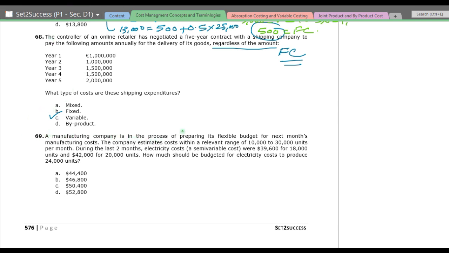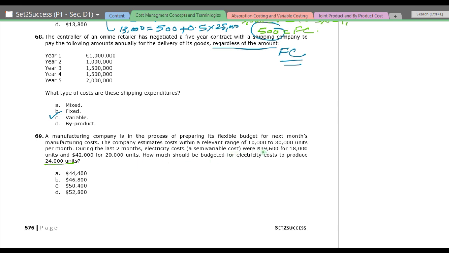A manufacturing company is in the process of preparing its flexible budget for the next month's manufacturing cost. The company estimates the cost within the relevant range of 10,000 to 30,000 units per month. During the last 2 months, electricity costs were 39,600 for 18,000 units and 42,000 for 20,000 units. How much should be budgeted for electricity cost to produce 24,000 units? They are asking for 24,000 units, and the highest cost and lowest cost are given.